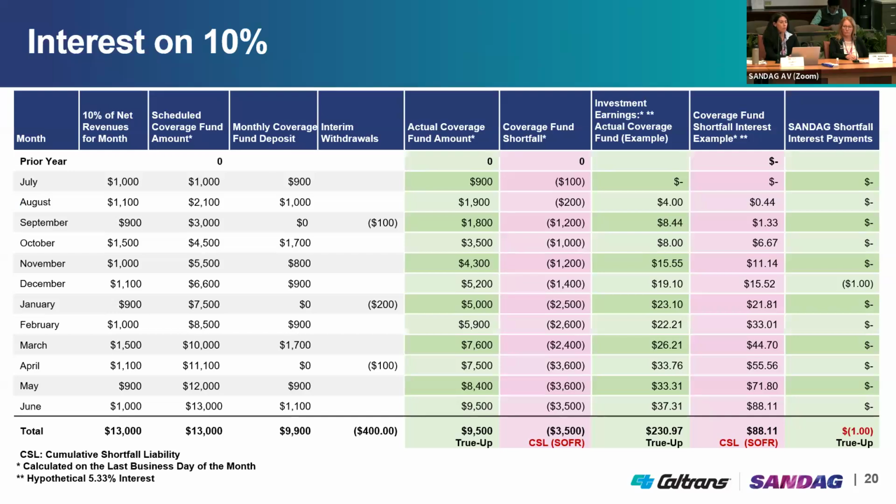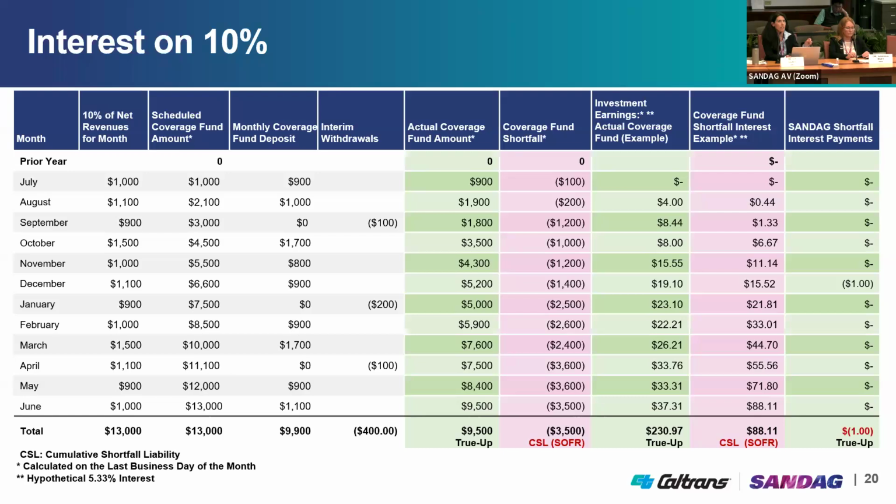There's a lot going on in this slide, but it essentially is giving the committee a rundown of what some of this would look like in a hypothetical situation. We'll see here in this hypothetical that 10% between July and June of this hypothetical year adds up to a total of $13,000. In this hypothetical, the actual coverage fund amount is less than that because SANDAG has used amounts to fund its reserve accounts or make debt service payments. So there ends up only being $9,500 in the fund at the end of the year, which will be remitted to SICT through the True Up Fund.